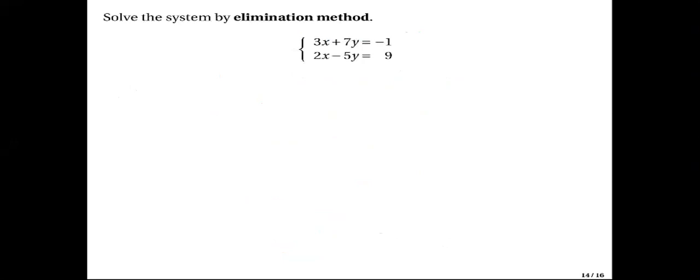Next, solve the system by elimination method. Okay? So, elimination method, we eliminate one of the variables and then solve for the other variable. That's the elimination method. And in the solution that I will show, I will do the full elimination method. Okay? To solve for x, I'll do the elimination method. Also, to solve for y, I'll do the elimination method. Okay?